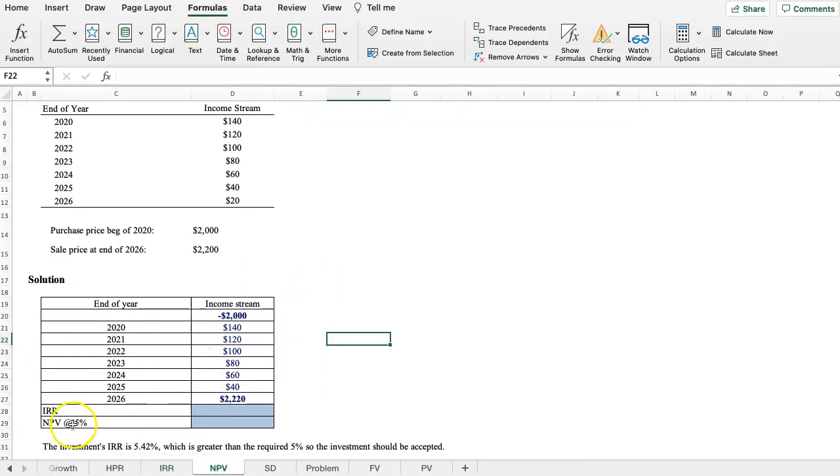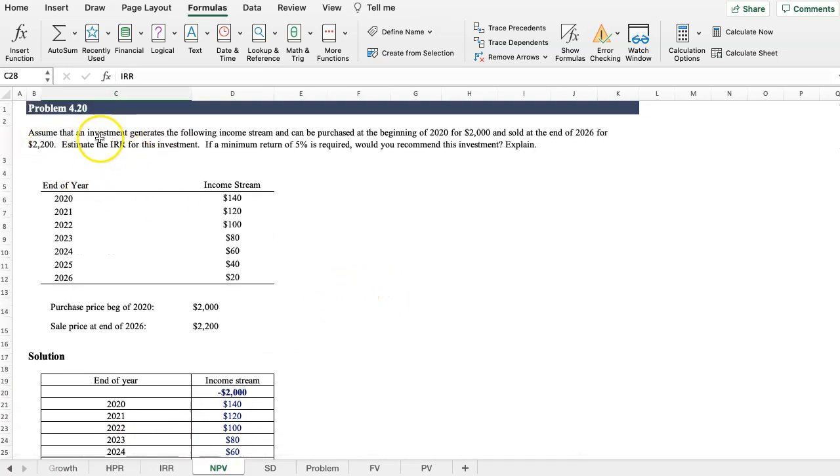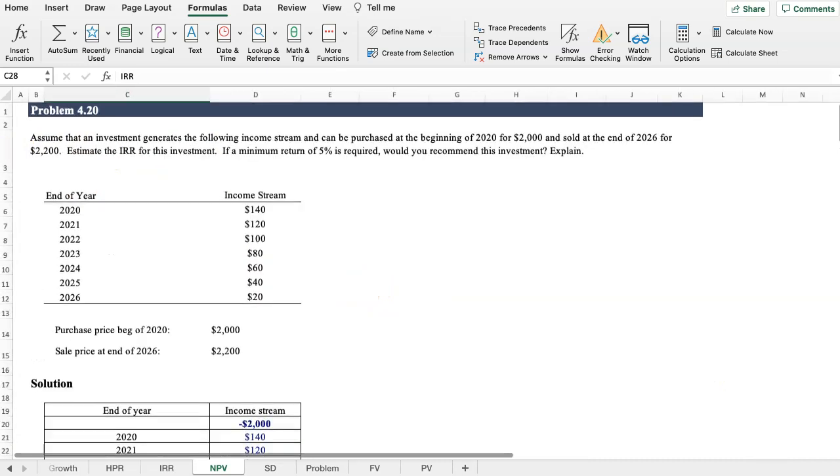So we're going to calculate net present value and internal rate of return as well. Here we have an investment that generates the following income from 2020 to the end of 2026, $2,200. Estimate the internal rate of return. If a minimum return of 5% was required, would you recommend the investment?